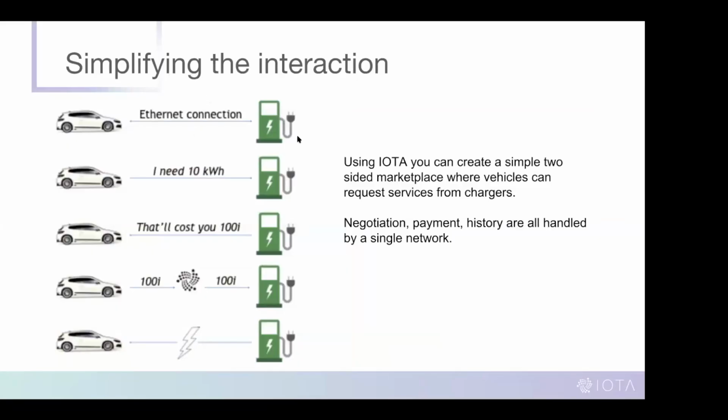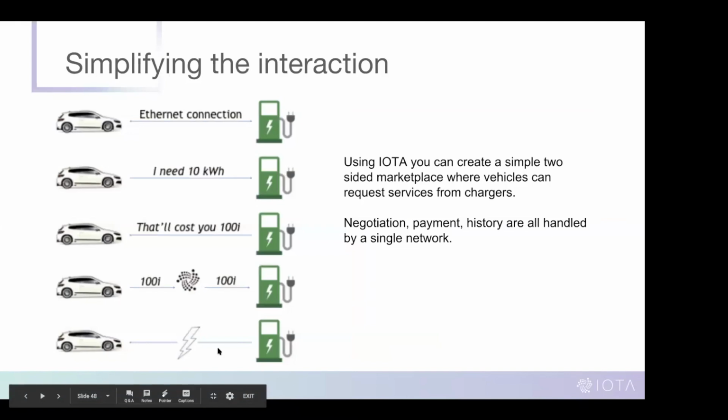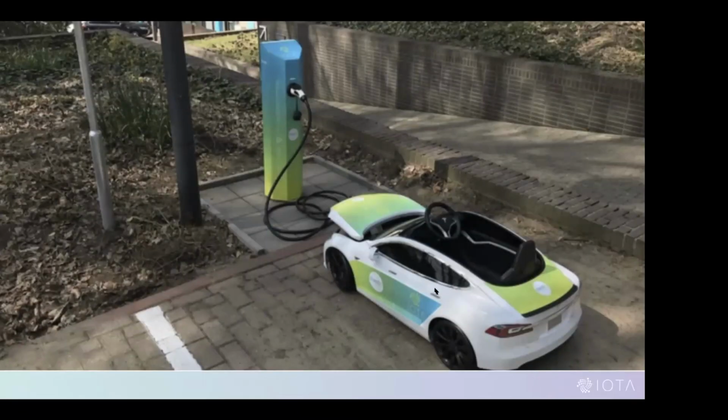So as I said, the interaction was quite simple. The vehicle just asks the charger for electricity. The charger responds with that. The vehicle then pays to the correct address, however many tokens is requested, and then the electricity is sent through the cable. So all of the negotiation, the payment history, the payments and the history are handled by one network, which is a lot simpler than what was previously available. And so this was the final result, a small little EV car that you could actually drive around if you were small enough, that allowed for charging through IOTA.